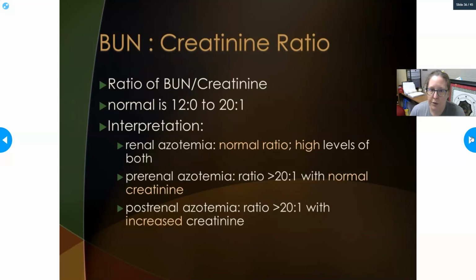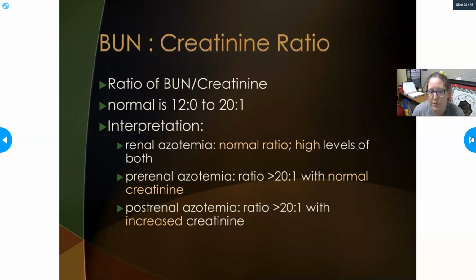Now, we can use the BUN to creatinine ratio to figure out what's going on. It's simply taking the BUN value and dividing it by the creatinine. Normal is 12 to 20, and this is a ratio, so it's 12 to 20 to 1. So that's pretty normal there. And the interpretation of the BUN creatinine ratio is it can help you distinguish between pre-renal, renal, and post-renal azotemia.